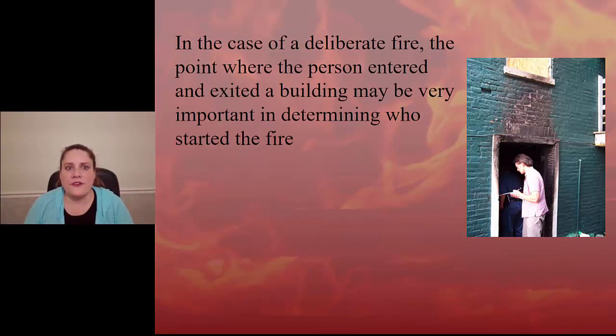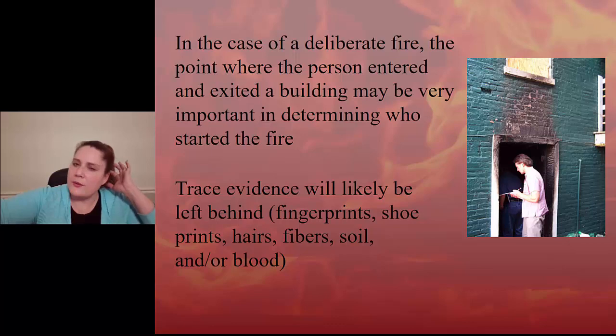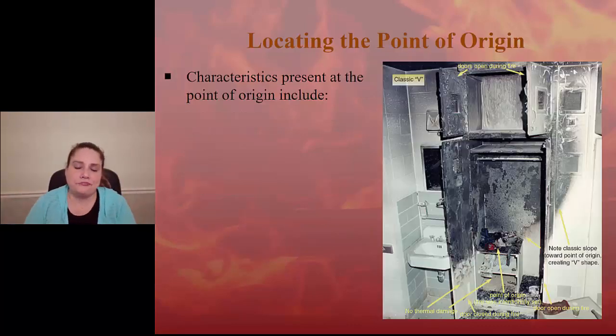If we're talking about a deliberate fire, the place where the person entered and exited the building could be really, really important, because chances are they were being super careful where they were starting the fire. On their way out, they were probably just trying to get out of the building and weren't paying as much attention. So there is a better chance that there's going to be evidence left behind there. You might find trace evidence, fingerprints, shoe prints, hair, fibers, soil, blood, any kind of thing like that. You've got to check out the points of entry and exit, as well as, it's going to come up later, anywhere they may have been while they were setting the fire.